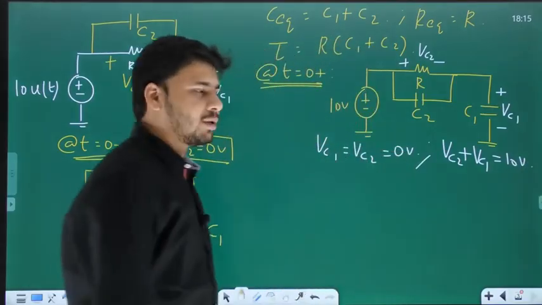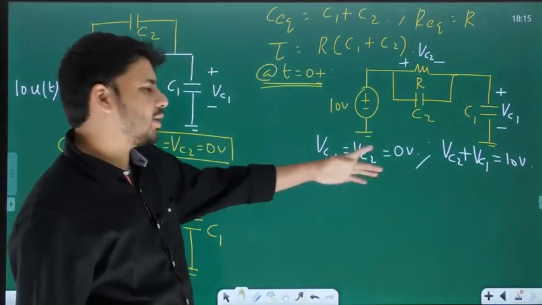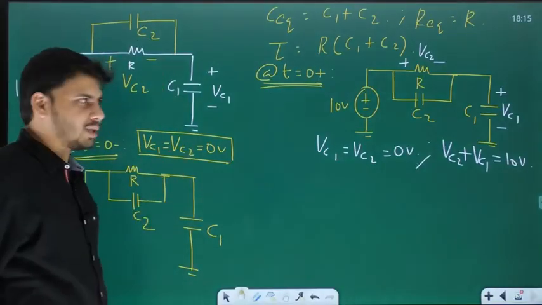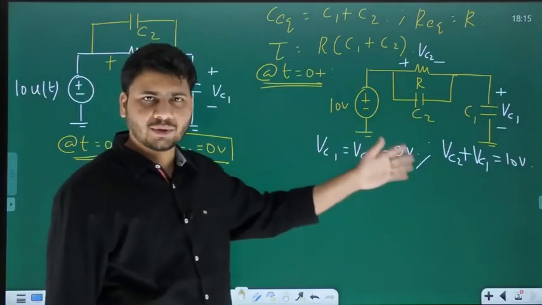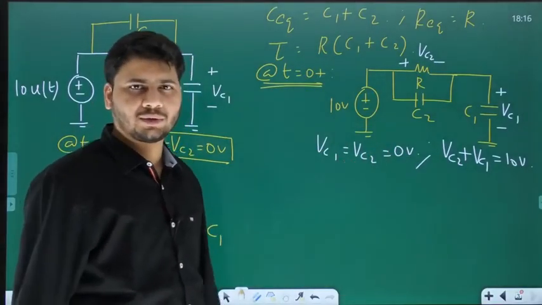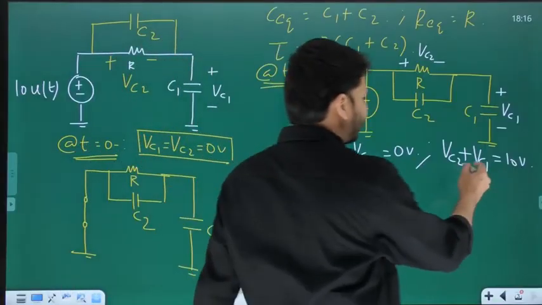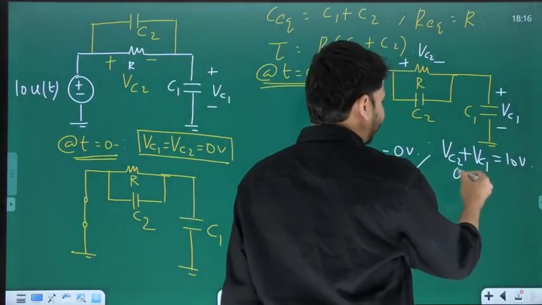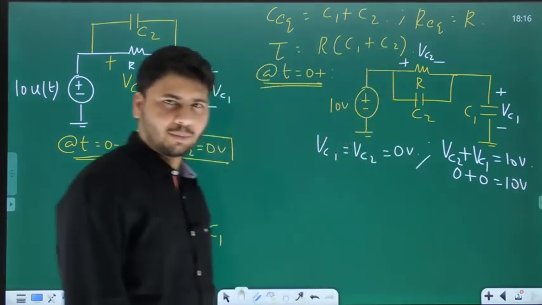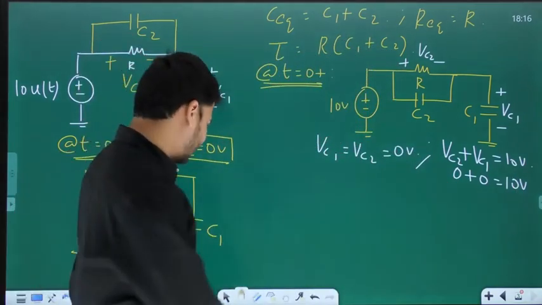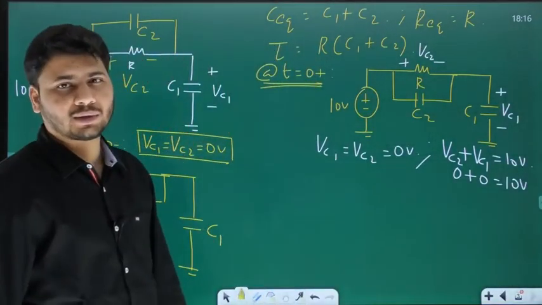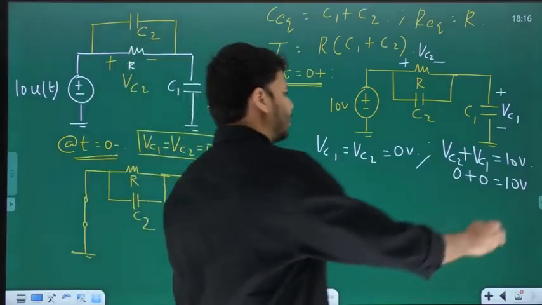10 volts. But if you take VC1 and VC2 to be 0, why? Because at 0 minus both were 0. So at 0 plus also, usually they will be 0. And here if you take both of these to be 0, then look at this KVL equation. Is it not 0 plus 0 equal to 10 volts? 0 plus 0, is it really 10? No, right? So clearly, what is getting violated? KVL is getting violated, okay?